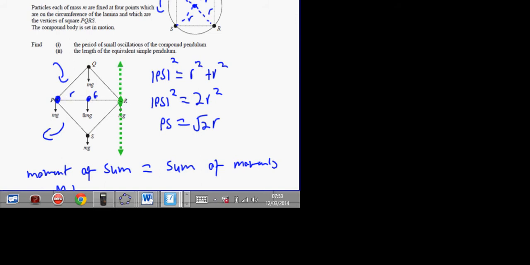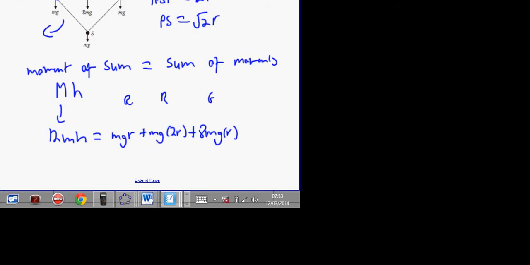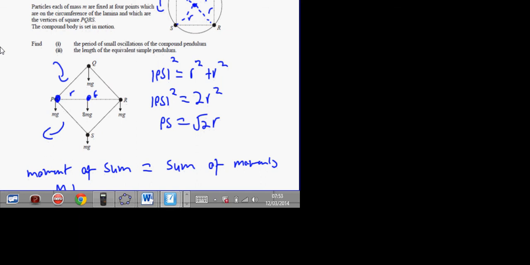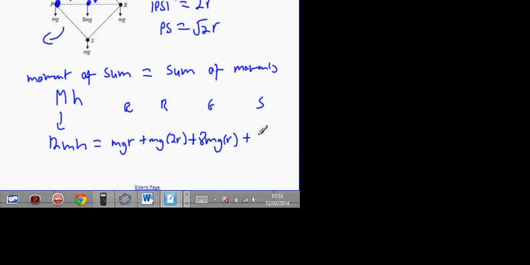And now finally, what's the last one I have? Is it S? Yep, S. Now what do you think S is? mgr. Okay, because what I forgot to put in for this one is that it's actually the force. I know I said m times h, but technically it's the force of the system, the weight of the system. But you'll see it actually turns out the same in a second.